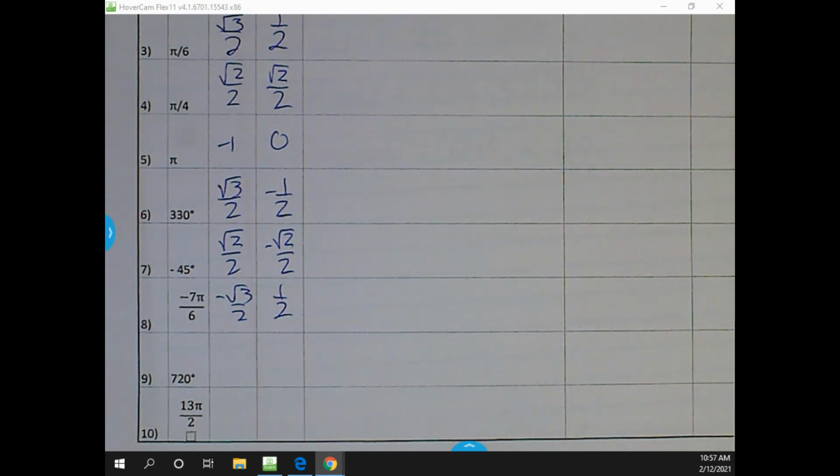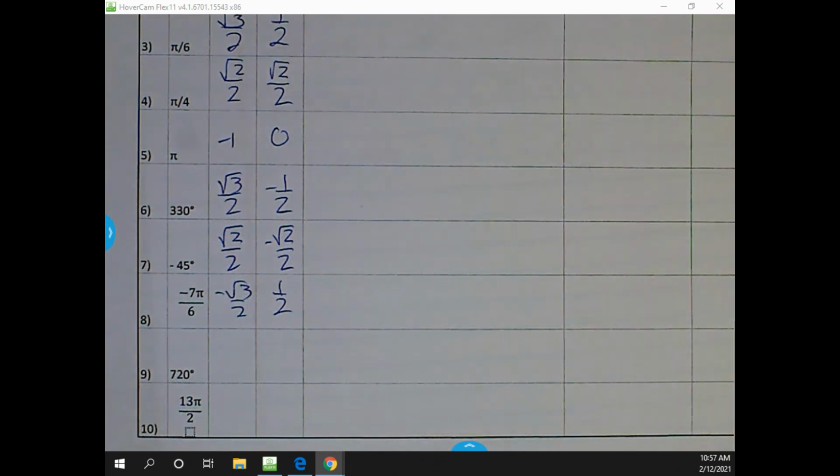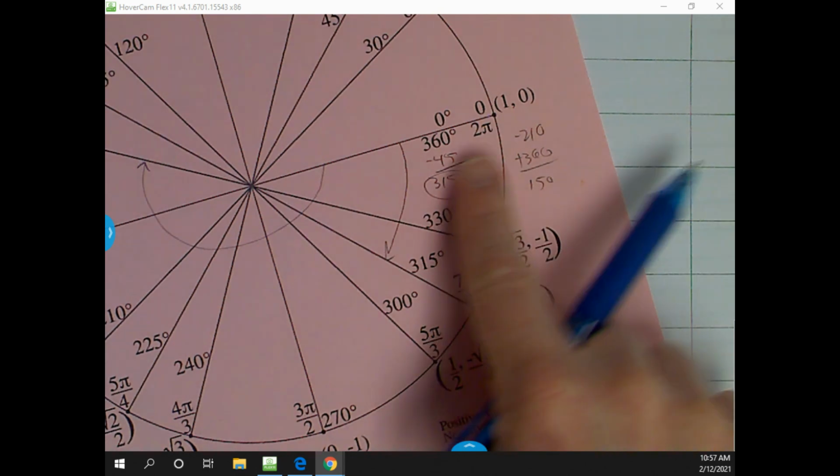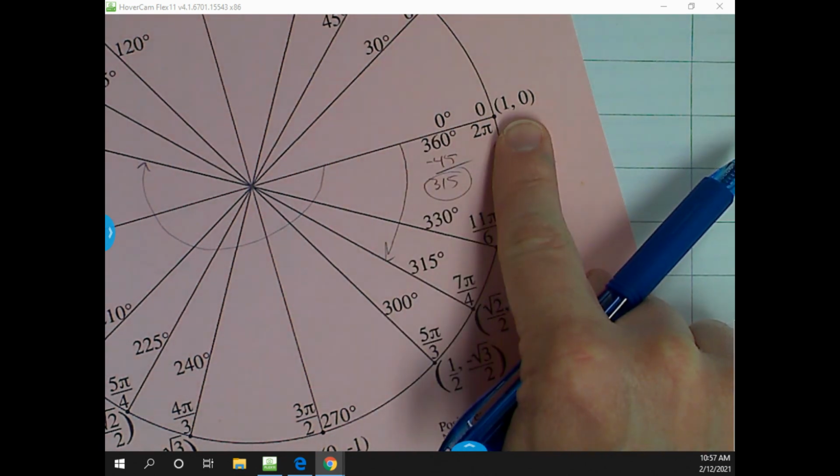All right, so what about number 9? 720 is not on the list. But how do we get to a number that is on the unit circle? Just subtract 360, right? If it's bigger than 360, just subtract 360 from it. This will get you back to 360. So at 360 degrees, it's the same thing as 0. That's going to be at 1, 0.